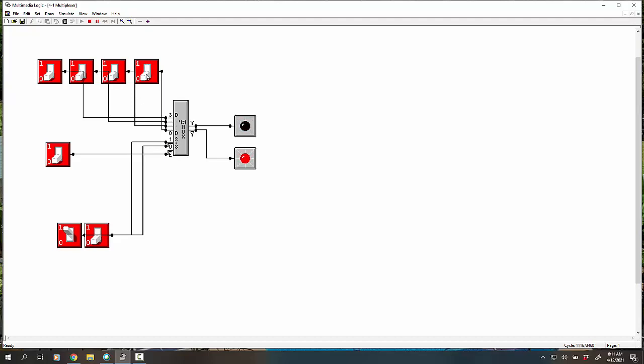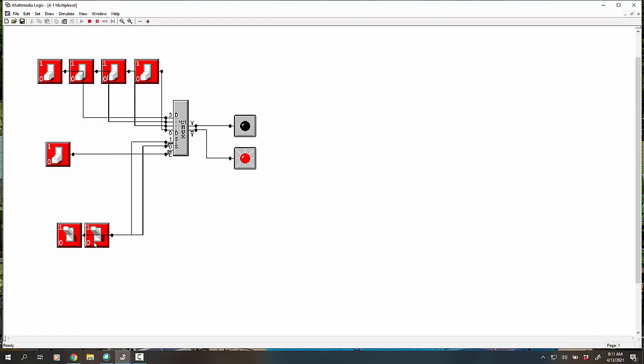Notice nothing happens here. Remember, this is input 0, input 1, input 2. I've got input 2 addressed here, so input 2 will work.